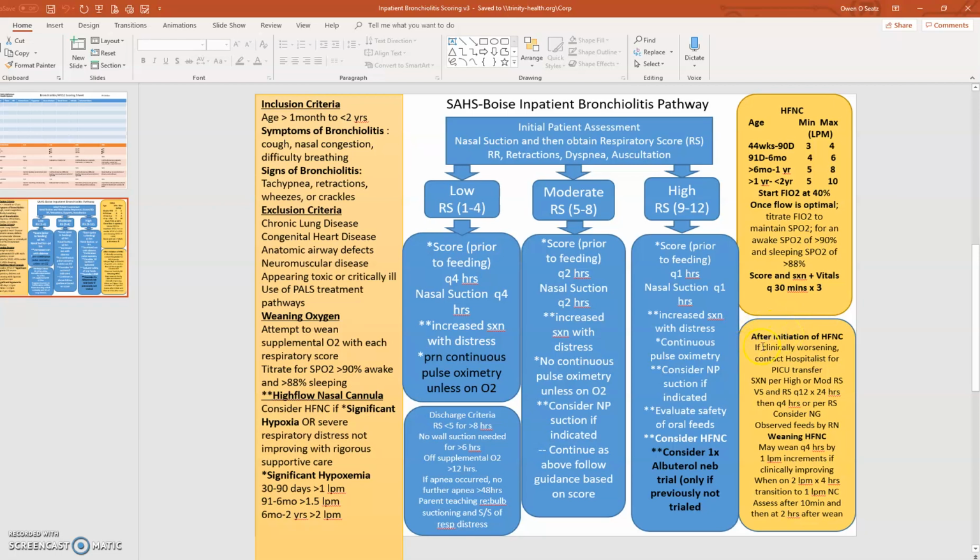After the initiation of high flow, if clinically worsening, contact the hospitalist. We should be working hand in hand with them. If they are clinically worsening, we're going higher and higher in FiO2 and we're at our max, we really need to consider a PICU consult. Some other criteria here need to be considered. And then weaning: we may wean every 4 hours by 1 liter increments. For clinical improvement, wean by 2 liters every 4 hours. Transition to 1 liter nasal cannula, assess after 10 minutes, and wean off O2 2 hours after.